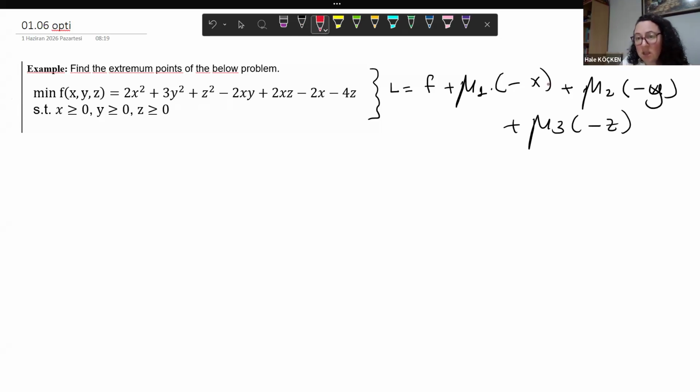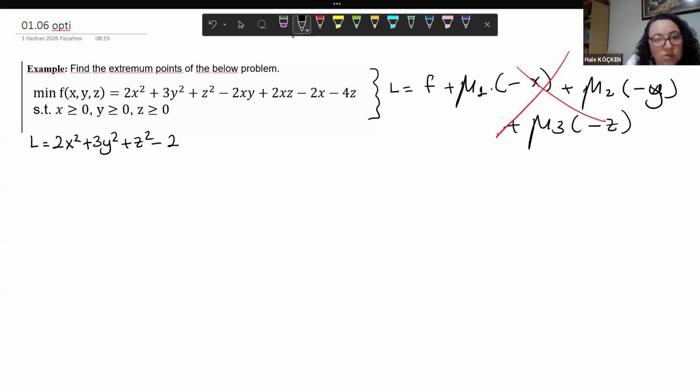Instead of this, we will apply title 3, and we write that our Lagrangian will be written as you see here, f of x function, 2x squared plus 3y squared plus z squared minus 2xy plus 2xz minus 2x minus 4z. I'm not adding the mu 1 parts, I will just solve them directly by considering the idea that we discussed in title 3. First order necessary condition.